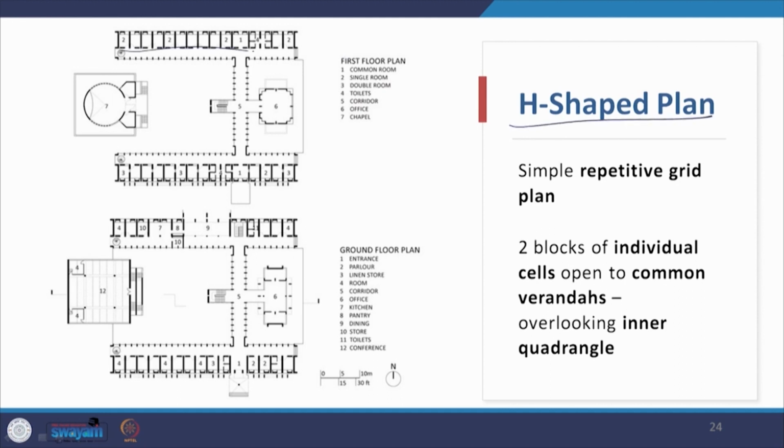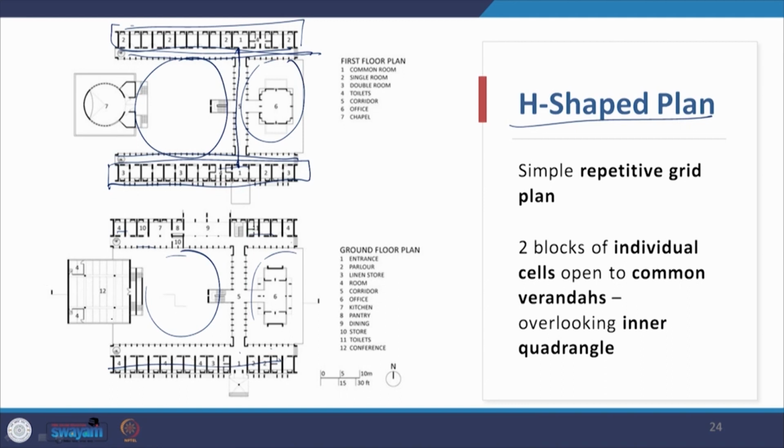So when we come to the building, it's an H-shaped plan. It has got these two wings on either side, and it's a simple repetitive grid plan with the two blocks of individual cells for the occupants on both sides. If you look at the first floor here, it has these open corridors or verandas in front, overlooking an inner quadrangle on both sides of a connecting corridor. If you look at the ground floor plan, you have the same two wings on either side, the verandas, the connecting corridor and the quadrangle.